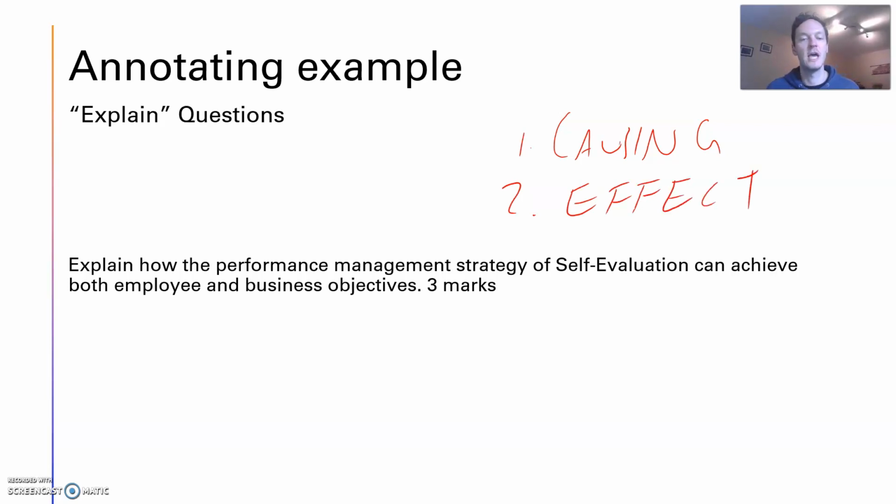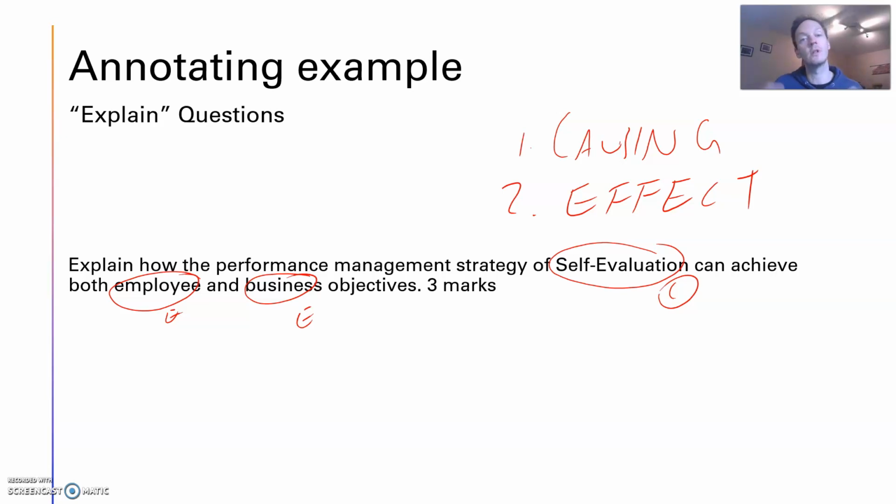of the change? And you can see here when we go, okay, explain, okay, that's a relationship, cause and effect: how the performance management strategy of self-evaluation can achieve both employee and business objectives. So you can do this a number of different ways. You can just circle the cause and do a little C, and now it's how self-evaluation can achieve employee objectives. So that's an effect on employee objectives and an effect on business objectives. And then you know that I've got to do, tell me what self-evaluation is, 1 mark, how that affects employee objectives, 2 marks, and business objectives, 3 marks.